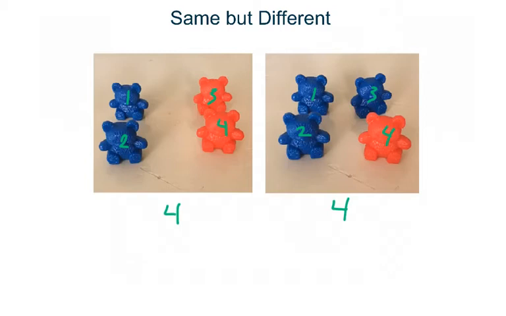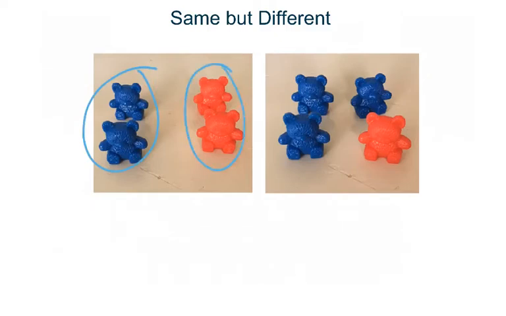Do you see a way that they're different? Pause the video while you think about it. What did you notice? How are the pictures different? Well, in this first picture, you might have seen that there's 2 blue bears and 2 red bears. How can we represent that as an equation? That's right. 2 plus 2 is the same as 4.